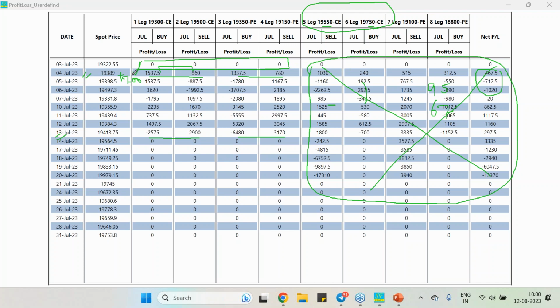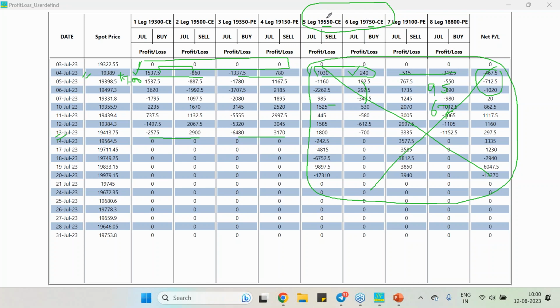This 700 gain has come. So here you can say that there is an 800 rupees loss. That 800 rupees will not be there with us, because we are initiating on this date. So this date and this adjustment is no more, because this adjustment is not a part of our strategy now.